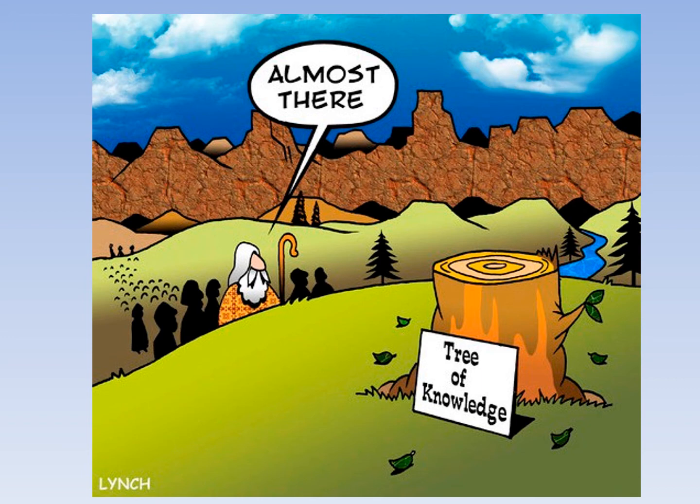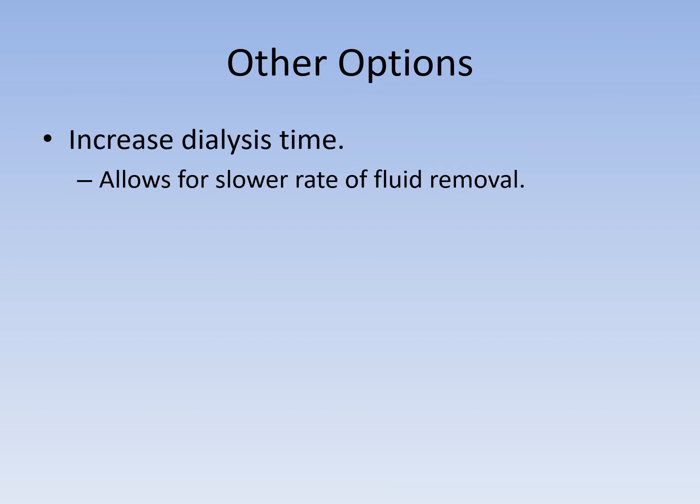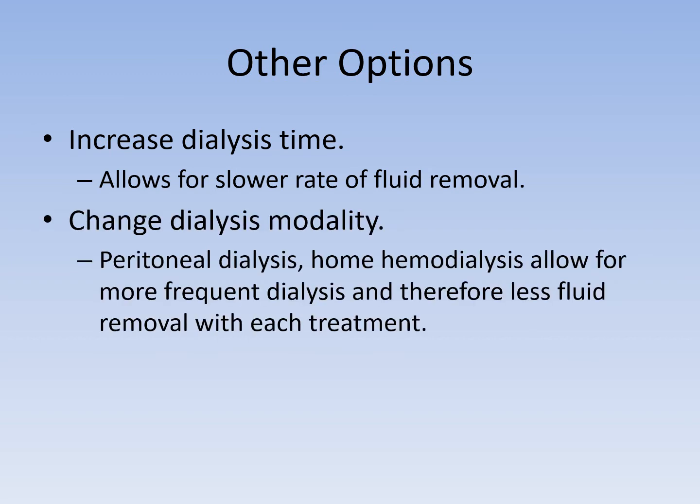We are almost at the conclusion of this talk, so hang in there just a little bit longer. Other options include increasing dialysis time, which allows for a slower rate of fluid removal, or changing dialysis modalities. So peritoneal dialysis and home hemodialysis just allow for more frequent dialysis and therefore less fluid removal with each treatment, which is generally better tolerated.